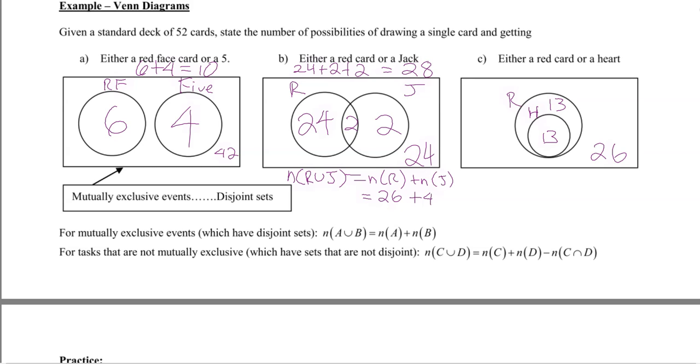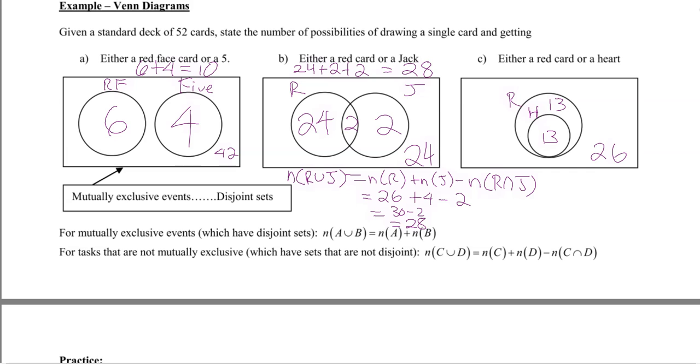So 26 plus 4. But then what have we done? We've counted the jack of hearts and the jack of diamonds once as a red card, and then we counted them again as being part of the 4 jacks. So we have to subtract the number of cards which are both red and jacks, right? Intersection means and. So union is or, intersection is and. So how many cards are there that are both red and jacks? Minus 2, right? Which would be 30 minus 2, which is 28.